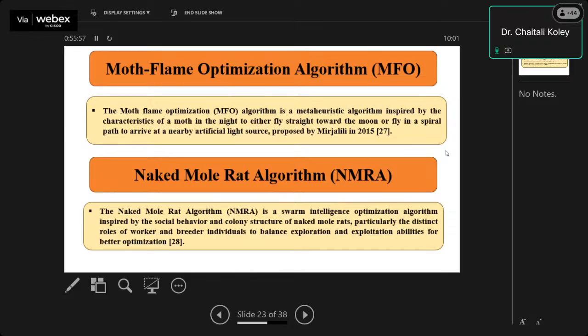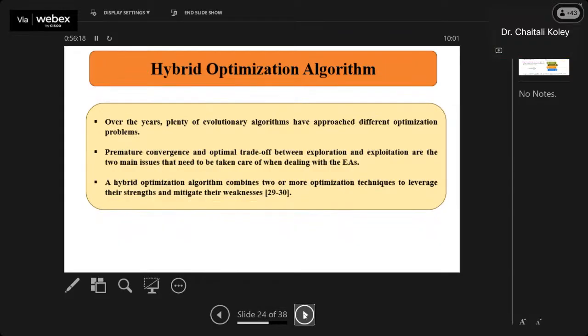And there is also one algorithm that is based on the naked mole rat. That concept is also based on swarm intelligence optimization, which is the behavior and colony structure of the naked mole rat. So this is about the naked mole rat algorithm.